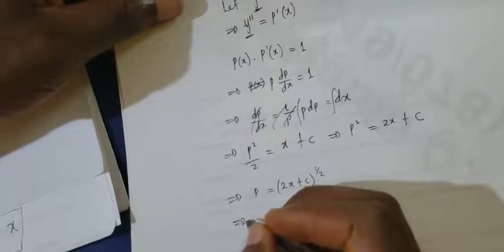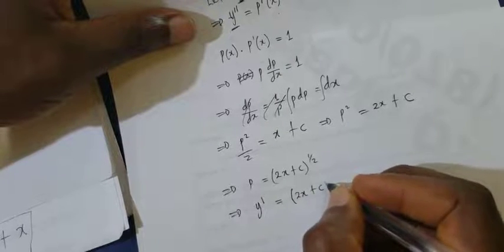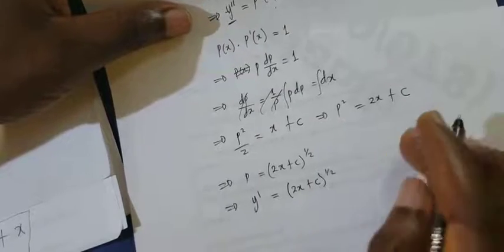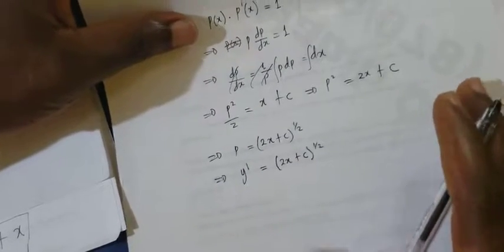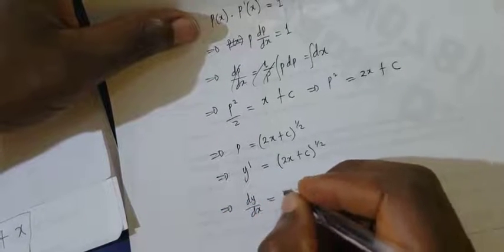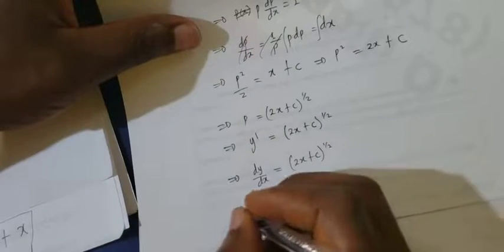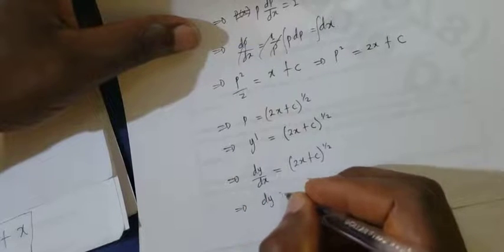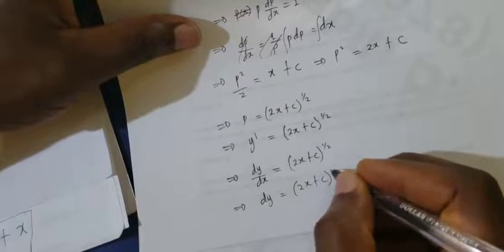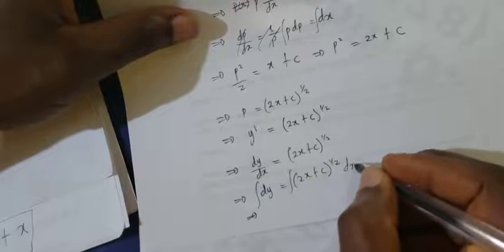So we know that what we have just found is y prime. So we said y prime to be equal to p of x. We found p of x. Now that means y prime is equal to this 2x plus c, raised to power 1 over 2. Alright, so that means that our dy/dx is equal to 2x plus c raised to power 1 over 2. And then from here we're going to have our dy to be equal to 2x plus c raised to power 1 over 2 dx, and then you can integrate.